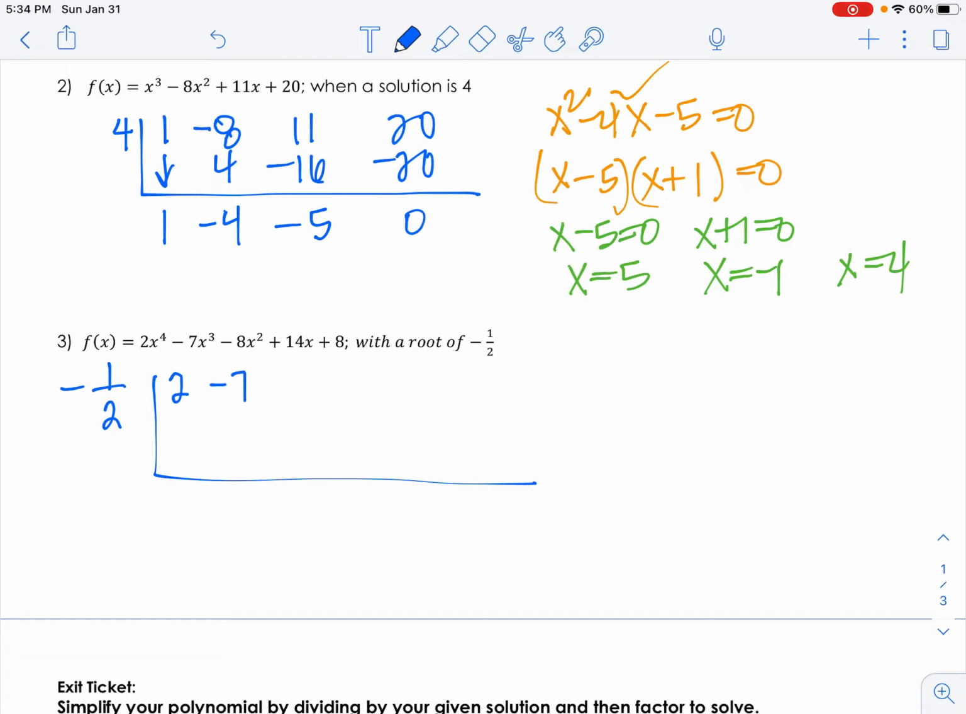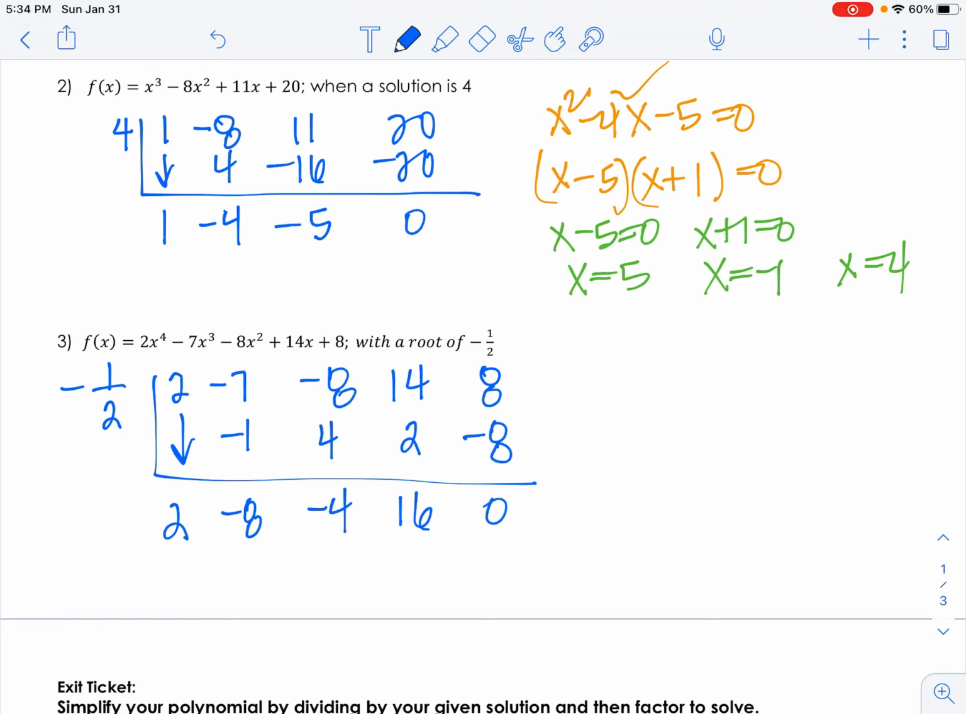Okay, here I have 2, negative 7, negative 8, 14, and positive 8. This one's a little bit longer. Negative 1/2 times 2 is negative 1. See, already my fraction's gone. If I add these two, I get negative 8. Negative 1/2 times negative 8 is 4. When I add, I get negative 4. Negative 1/2 times negative 4 is 2. That's 16, negative 8, and 0.